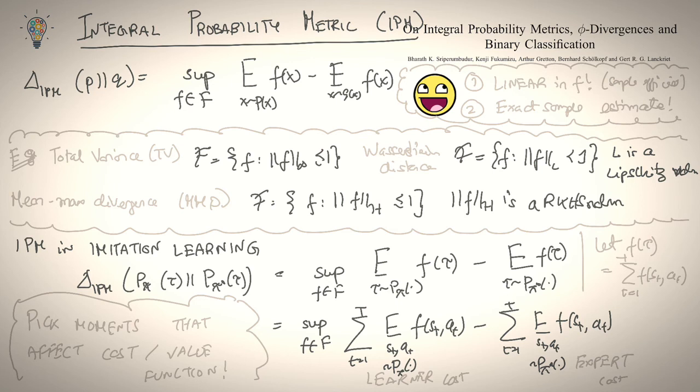Because the expression says cost of learner minus cost of expert. That's what you want to minimize. And so IPMs have this intuitive connection to the policy performance. To understand better, let's look at an example where we are doing imitation learning from observations alone.